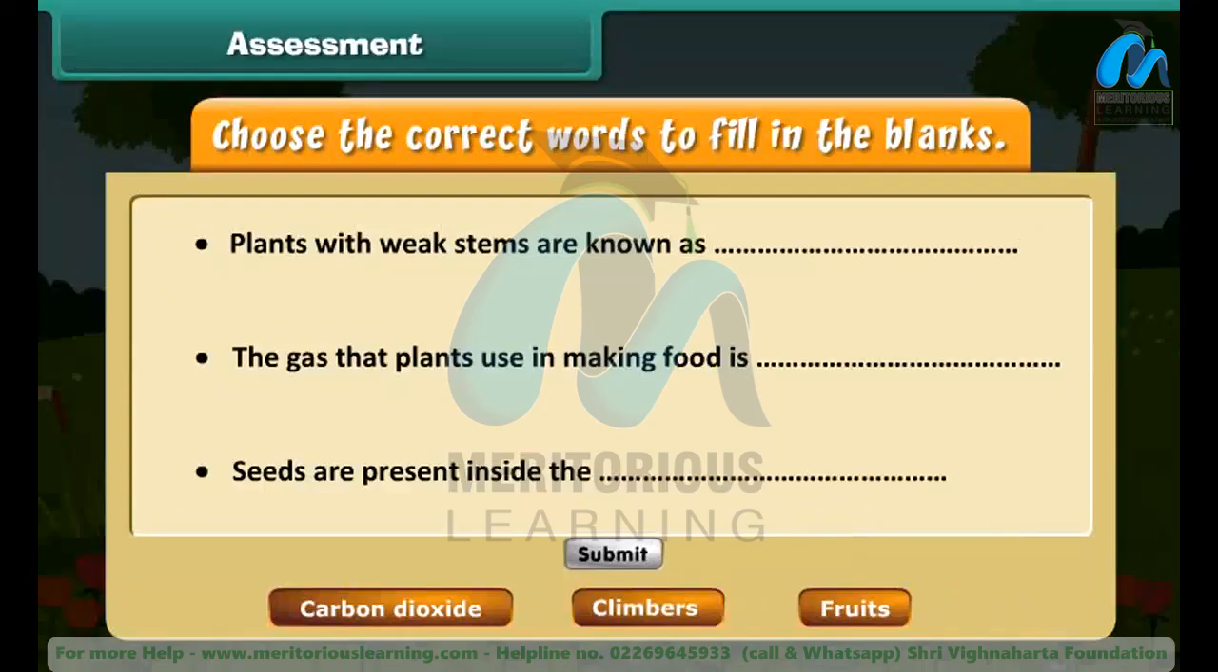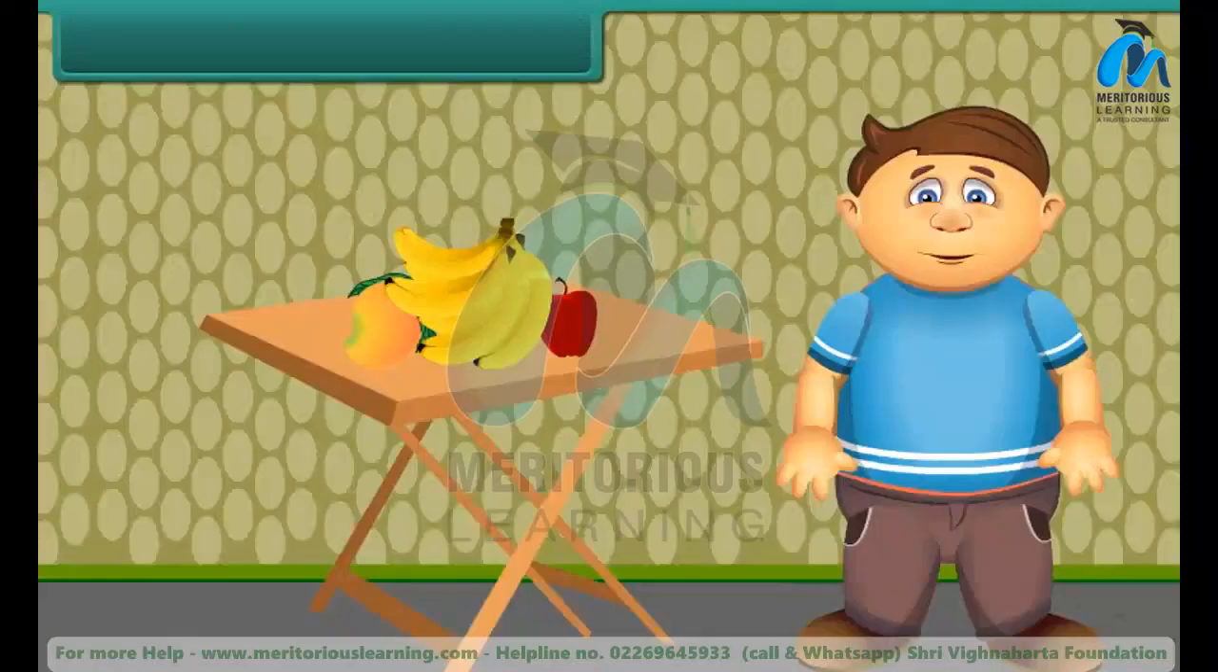Till now you have learnt about different parts of the plant and their functions. Now it's time to have some fun.